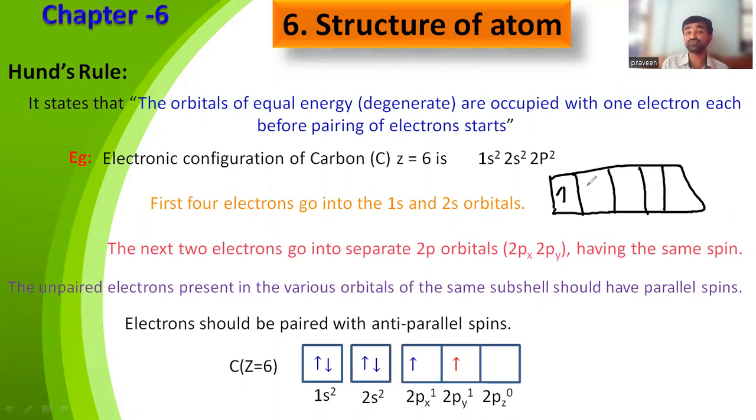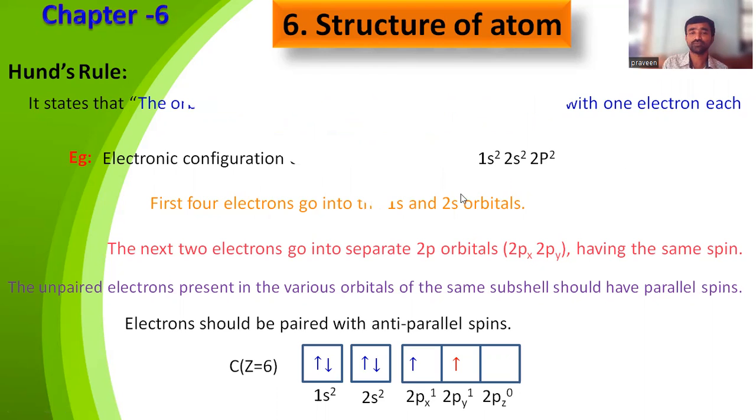First, each one will be filled with parallel spin. Then only pairing starts. So which numbered electron comes into the first degenerate orbital again? That is the 6th electron. This logic you need to learn. Not the second electron, it is the 6th electron with anti-parallel spin. So this is Hund's rule, an advantage in writing electronic configuration.